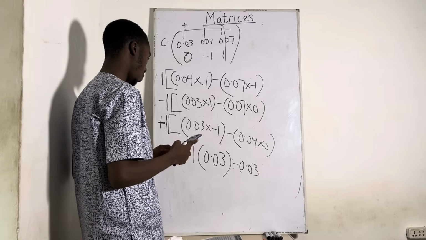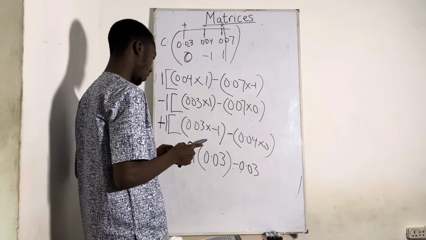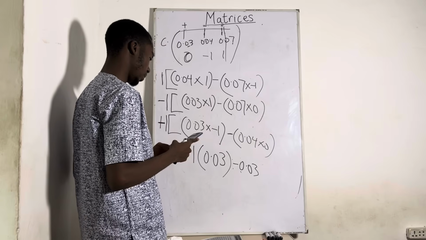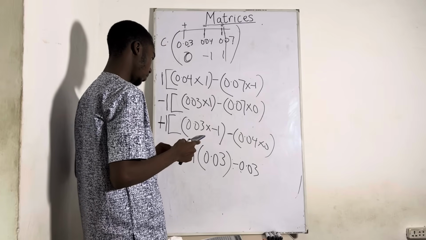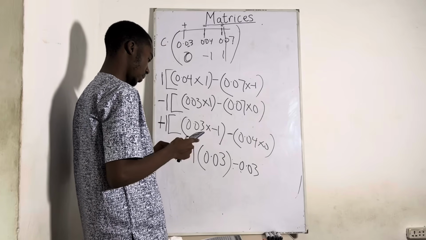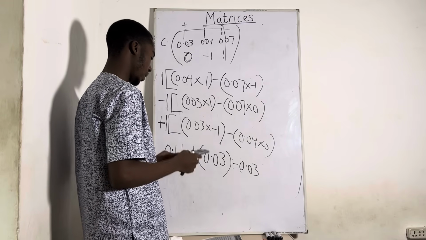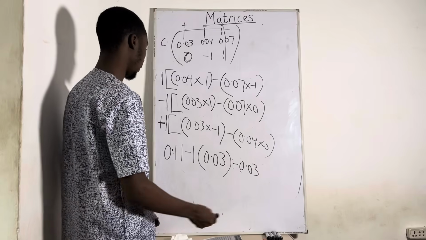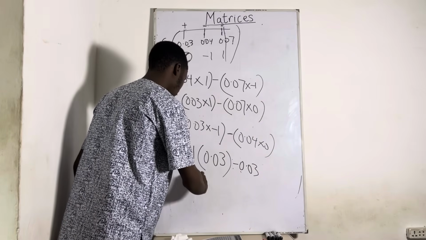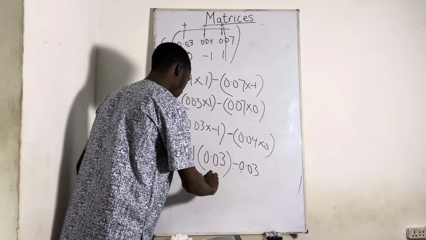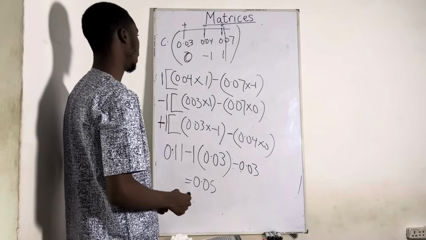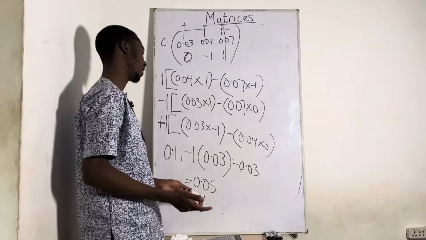So 0.11 minus 1 into bracket 0.03 minus 0.03. So you're getting 0.05. This is equal to 0.05. You get it. So 0.05 is our determinant.